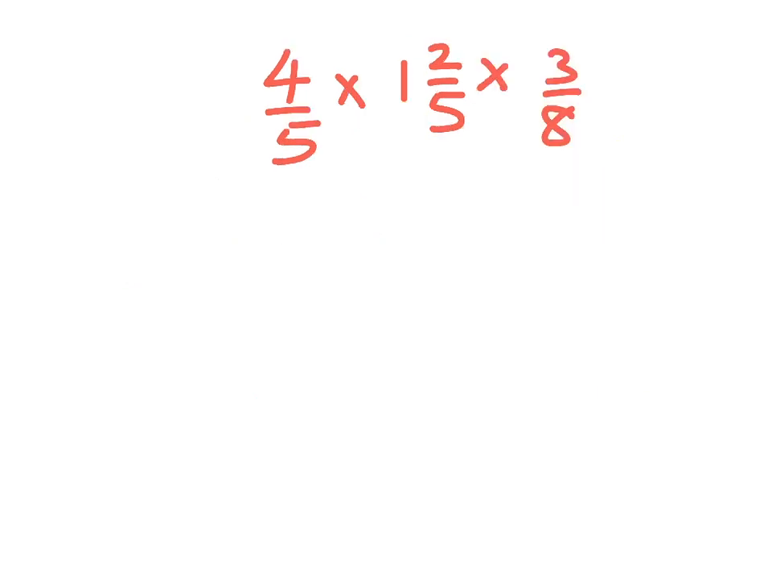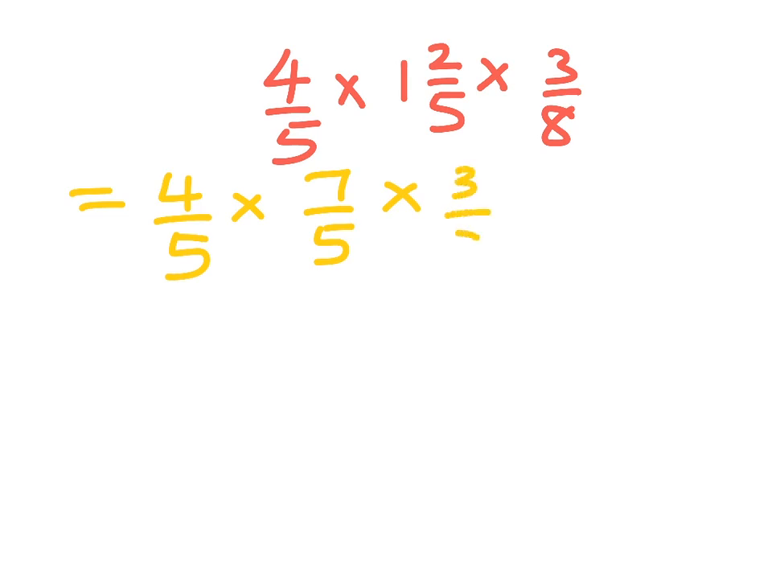Sometimes you have to multiply proper fractions and mixed fractions or even improper fractions together. Well, the same rule still applies, but the only thing is you want to convert the mixed fraction to an improper fraction so that when multiplying it becomes easy. So this is going to be 4 over 5 multiplied by, we want to convert 1 2 over 5 to an improper fraction. So 5 times 1 is 5. If you add 2 to 5, that's 7 over 5. 7 over 5 multiplied by 3 over 8.